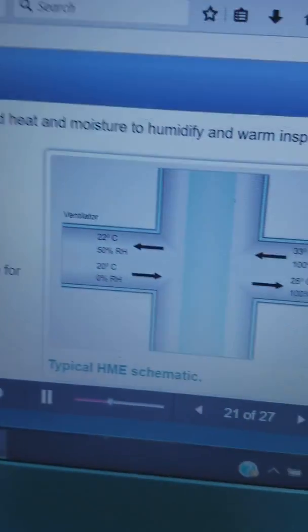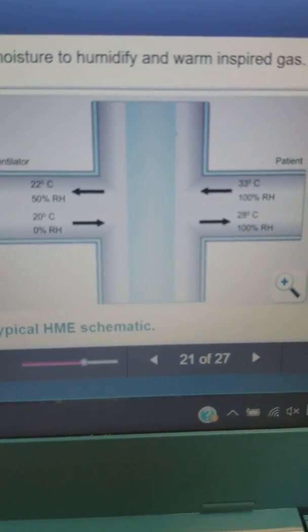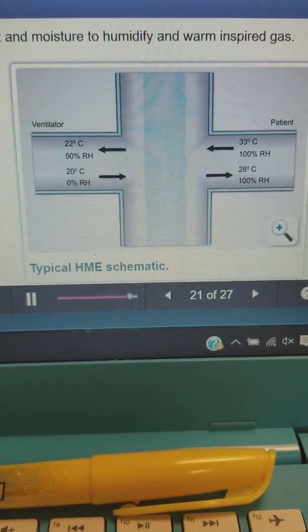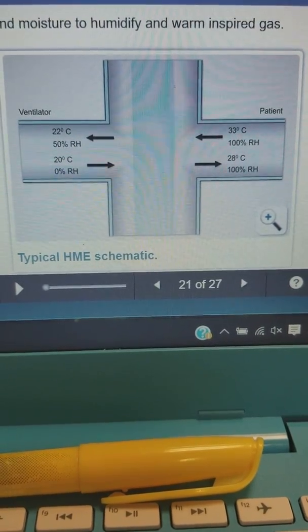Okay, this picture right here, I would definitely want to remember it, and I would want to be able to draw out everything. Remember, and so this is the HME. Where's the HME? Oh, so this is the HME. Know that you've got your patient side and your ventilator side. If you do not label your patient and your ventilator, I will not give you any credit at all. I don't even care if you got the numbers right. You must tell me which side is the patient and which side is the ventilator.